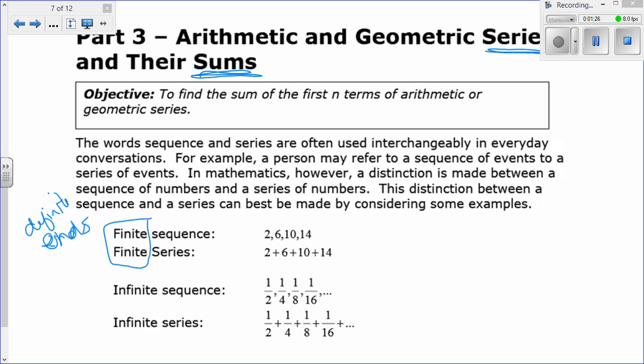An infinite sequence would be 1/2, 1/4, 1/8, 1/16, and so on. An infinite series would be 1/2 plus 1/4 plus 1/8 plus 1/16 plus, and it keeps on going. Infinite means no end, just like infinity.